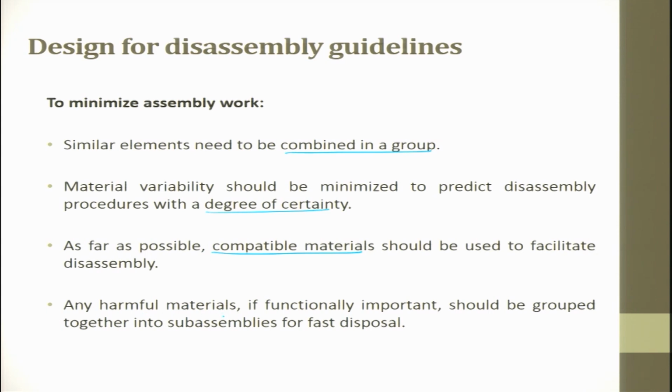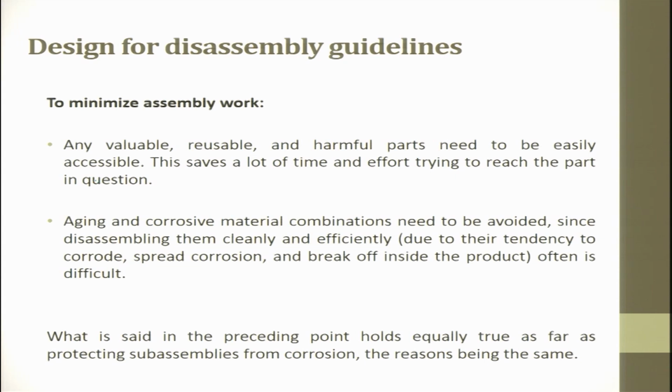Any harmful material, if functionally important, should be grouped together into sub-assemblies for fast disposal. Any harmful material, it can be polymer, it can be radioactive material, if functionally important, should be grouped together into sub-assemblies for fast disposal. So, this is also very important when we look at dismantling. Any valuable, reusable and harmful parts need to be easily accessible. Keep this in mind.